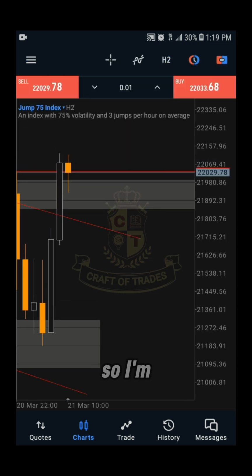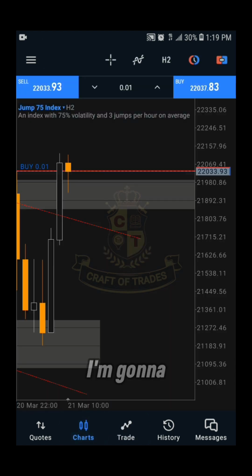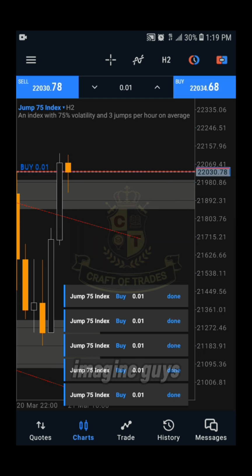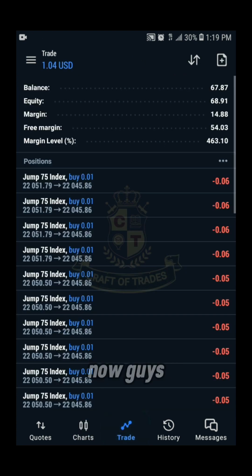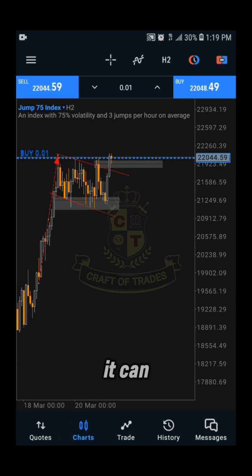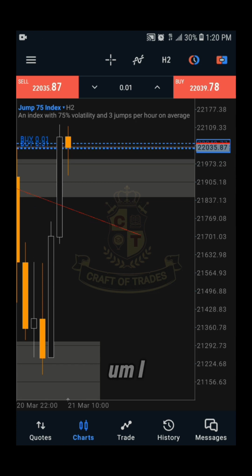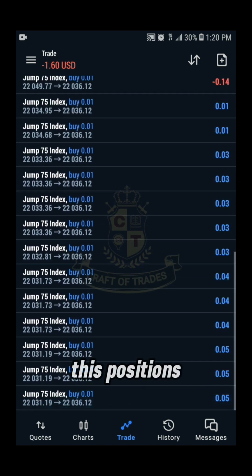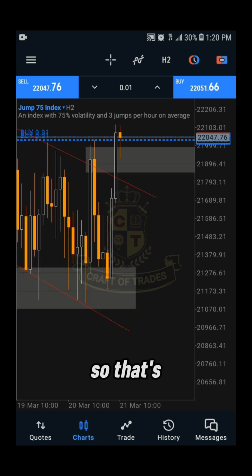As I told you, I'm gonna be entering my positions since we are at around 67. I'm gonna go full margin over here. We have a big account now guys, it can accumulate a lot of positions, right? So guys, let's just wait. I think these positions are enough. I don't want to blow the account.